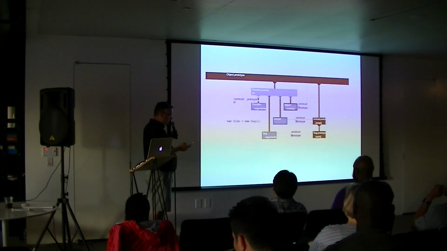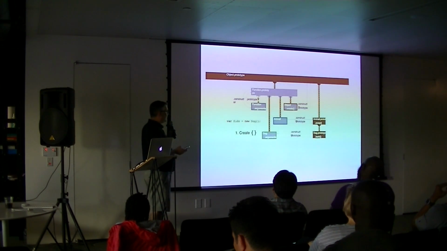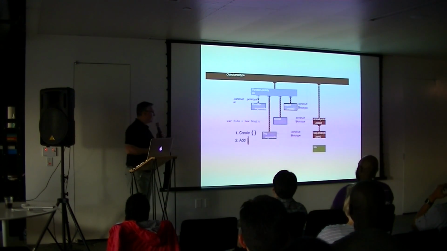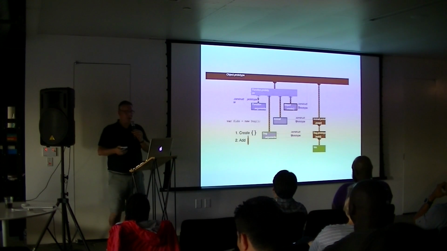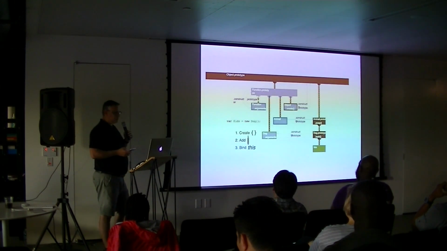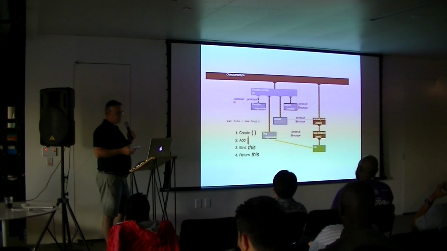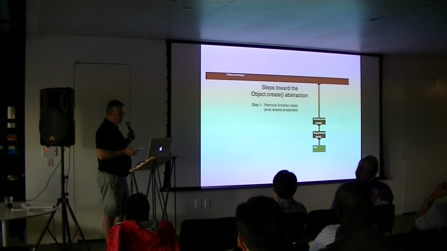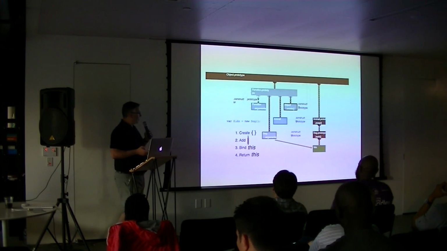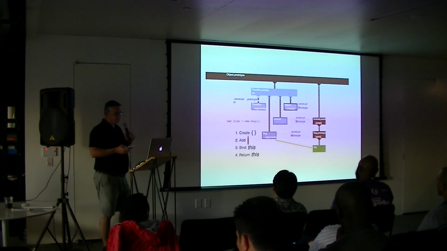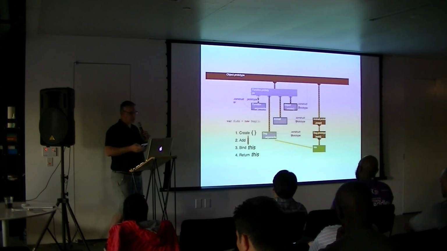So let's walk through and show the 4 steps with new first. Create the object. Add the prototype chain. Bind the this context to the constructor. And then return this. I don't have a good graphical way to show that, but that's the 4 steps. That's basically what's happening behind the scenes.